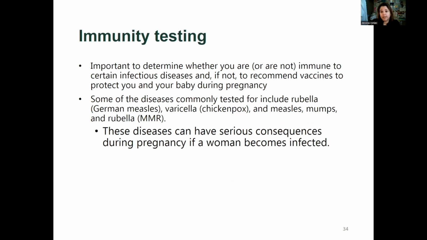The next thing that's important in immunity testing is to determine whether you are or are not immune to certain infectious diseases. And if not, to recommend vaccines that would protect you and your baby during pregnancy. These are typically infectious diseases that you can't get a vaccine for during pregnancy. So it's important to know ahead of time so that you can protect yourself. Some of the ones that we test commonly are rubella, varicella, which is chickenpox, measles, mumps, and rubella.